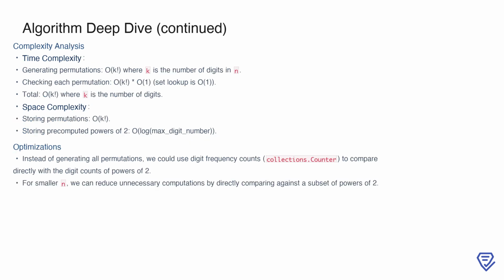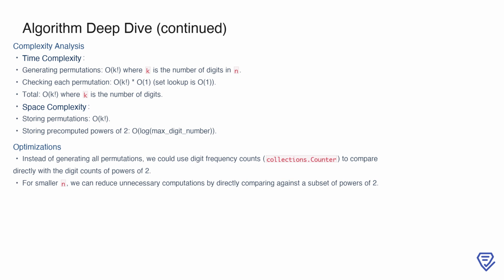Let's analyze the complexity of this brute force approach. The time complexity is driven primarily by the generation of permutations, which takes O(k!), where k is the number of digits in n. Checking each permutation against the pre-computed powers of 2 involves set lookups, which are O(1) on average. This makes the total time complexity approximately O(k!). For space complexity, storing all permutations requires O(k!) space. Additionally, pre-computing the powers of 2 requires space proportional to the number of powers up to the largest possible number formed by the digits of n, which is O(log max_digit_number).